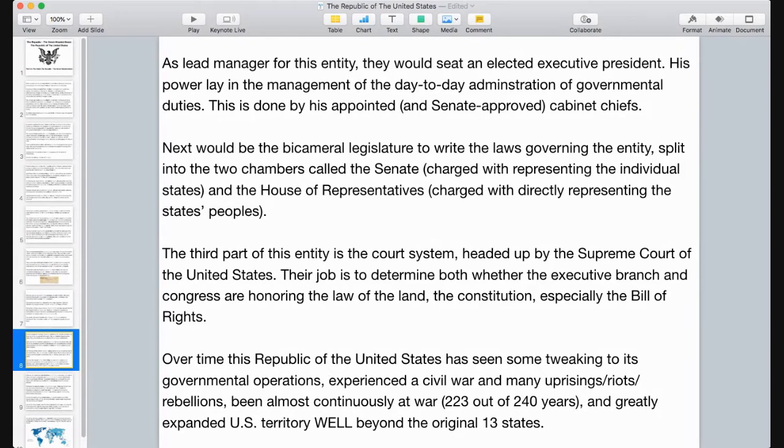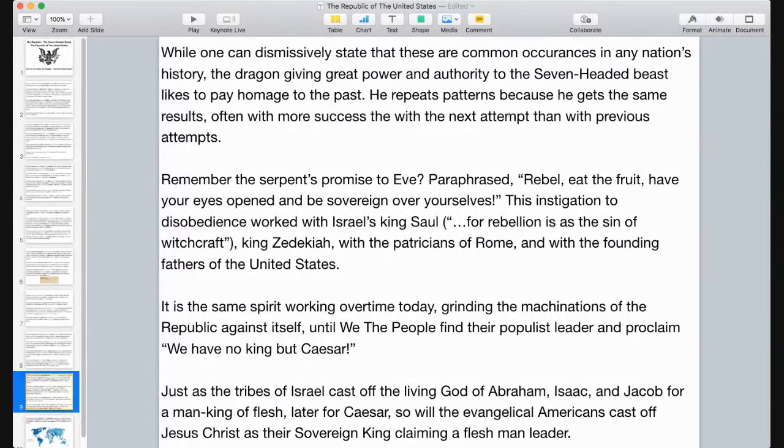Over time, this Republic of the United States has seen some tweaking to its governmental operations, experienced a civil war and many uprisings, riots, rebellions, been almost continuously at war, 223 out of 240 years, and greatly expanded U.S. territory well beyond the original 13 states. While one can dismissively state that these are common occurrences in any nation's history, the dragon giving great power and authority to the 7-headed beast likes to pay homage to the past. He repeats patterns because he gets the same results, often with more success with the next attempt than with previous attempts. Remember the serpent's promise to Eve?